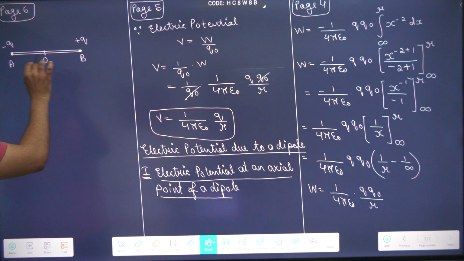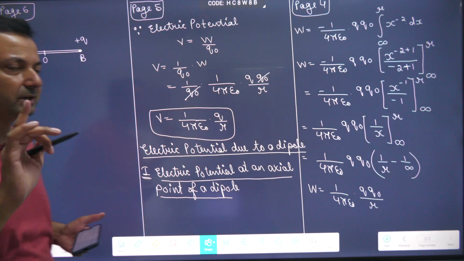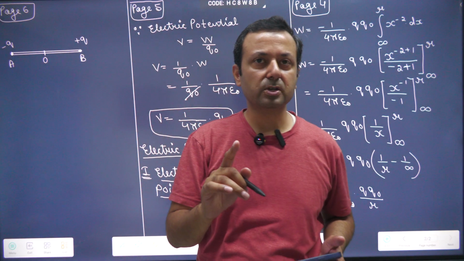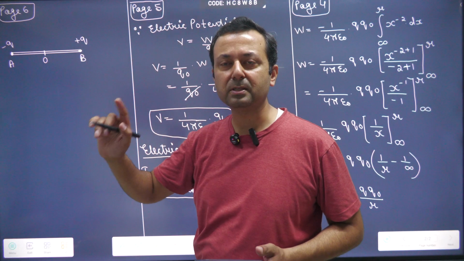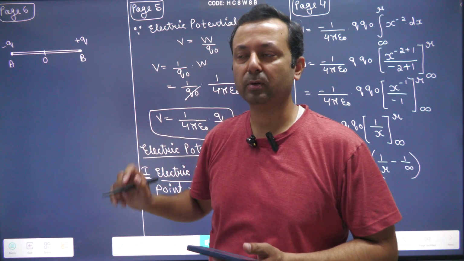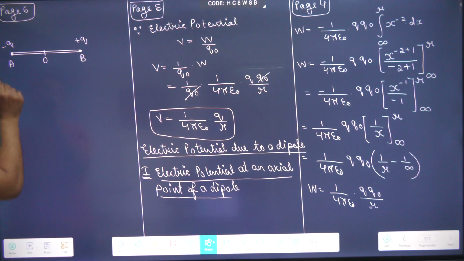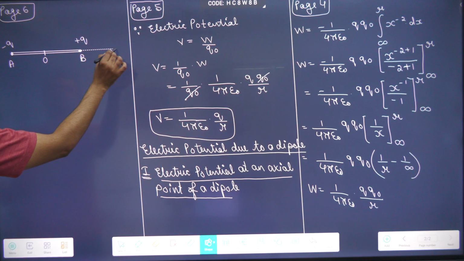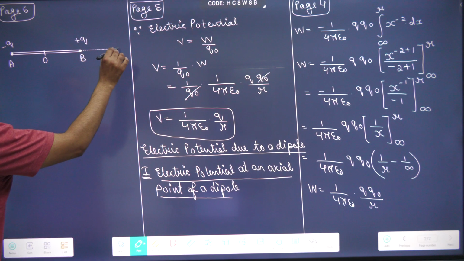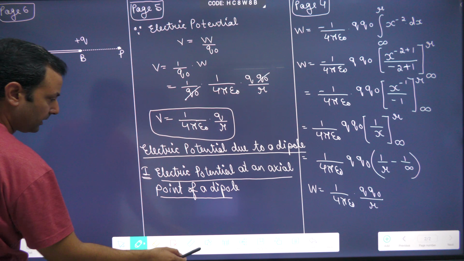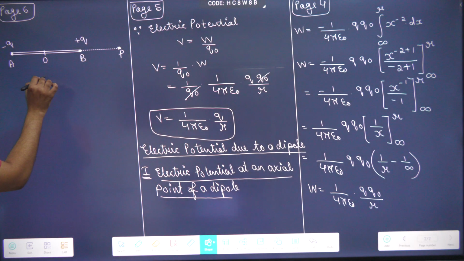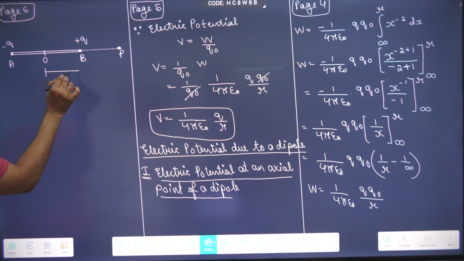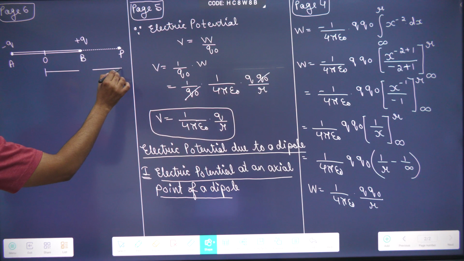Now, this time I am not going to calculate electric field. This time I am going to calculate electric potential at a distance small r at an axial point of this dipole. An axial point means a point which lies on the axis of this dipole. So let us consider that point to be P. I want to calculate electric potential at point P. The distance between the center of this dipole and this point P is small r.